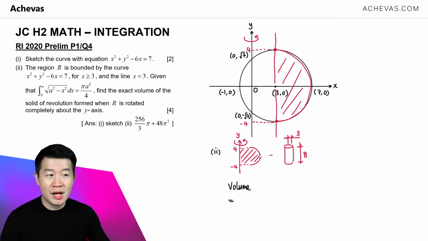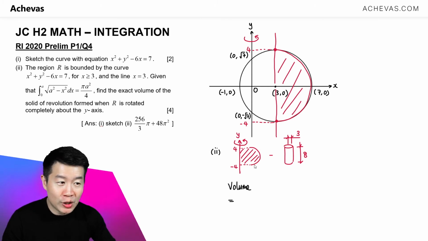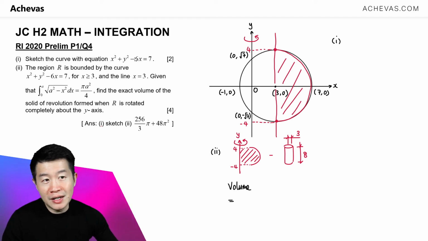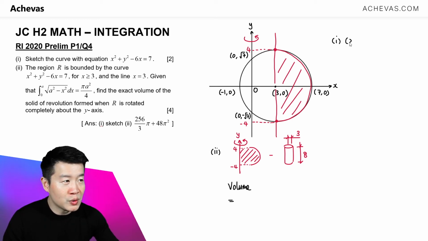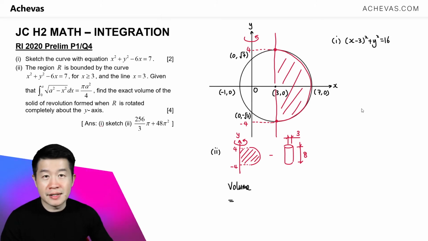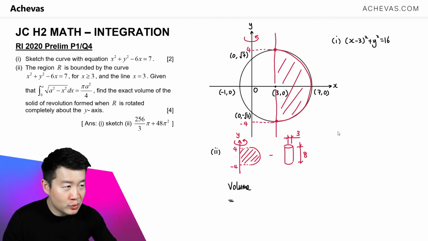Okay, for this, what we will now need is the equation of the curve. And from part 1, we know for this entire circle, it is definitely this, or from part 1, we can also see that it is (x - 3)^2 plus y squared, which is equal to 16. And since we are revolving it about the y-axis, I'm going to try and make x the subject. So let me do it here.